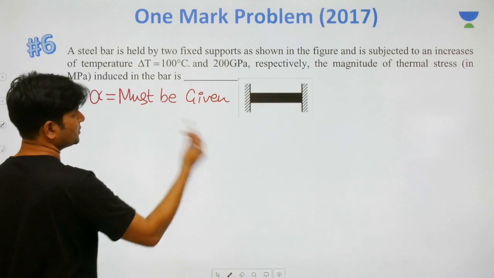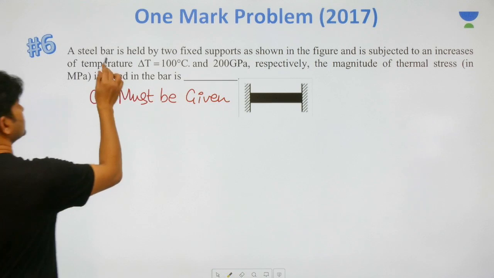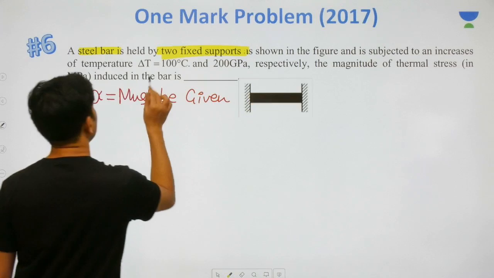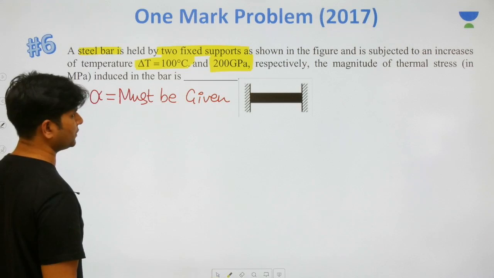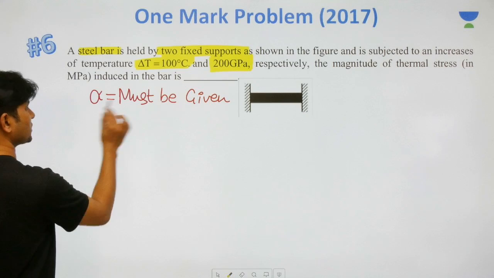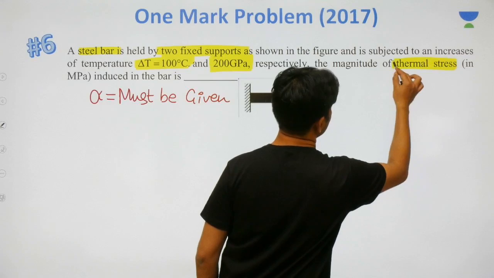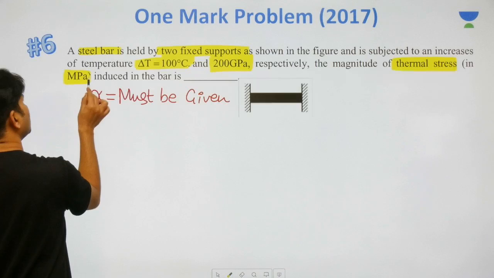And this is a rod that is fixed at both the ends. So we have this steel bar that is fixed at both the ends. And temperature is being increased by 100 degrees Celsius and elasticity of the material is given as 200 gigapascal. Alpha is also given. I just happened to not include it somehow. So please consider that alpha value is given. You will have to calculate the magnitude of thermal stress in the rod in megapascal.